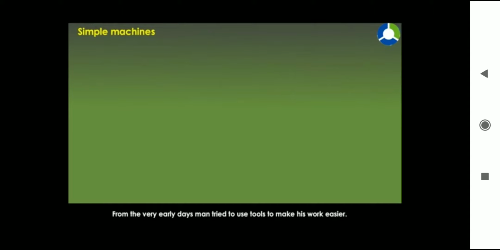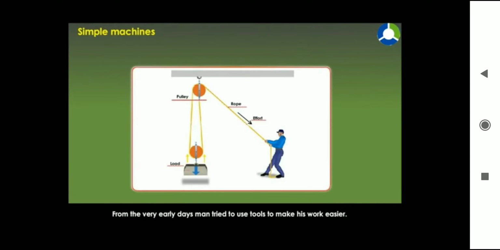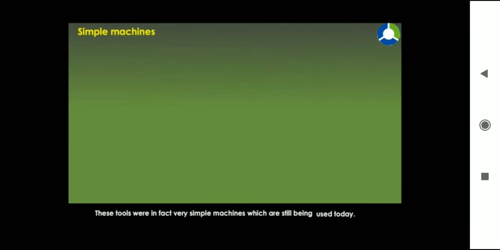Very early days, man tried to use tools to make his work easier. These tools were in fact very simple machines which are still being used today. The simple machines can be grouped into 5.